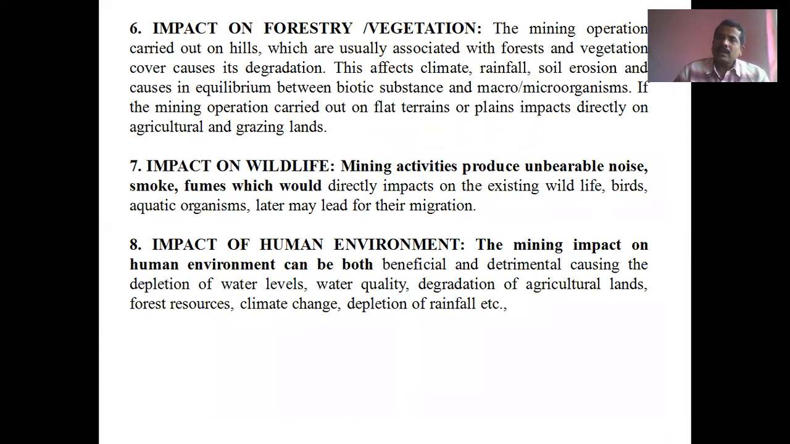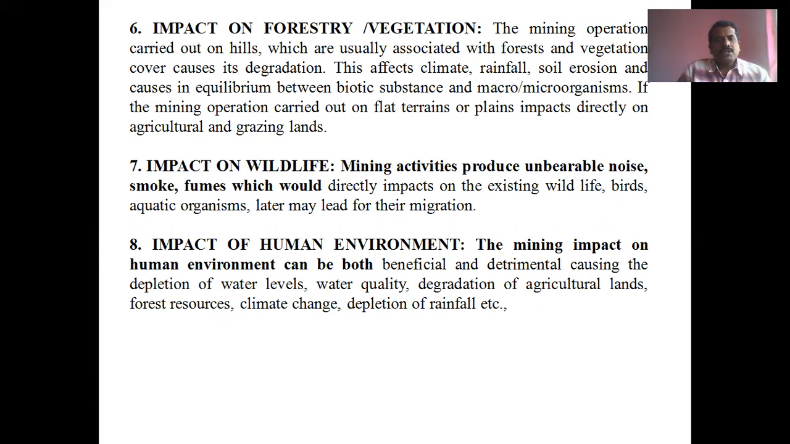So we have n number of diseases related to air pollution, water pollution, and sound pollution. There are a lot of health issues related to mining activities, whether it is an open cast mine or an underground mine. Next, let us move on to the impact on forestry or vegetation.